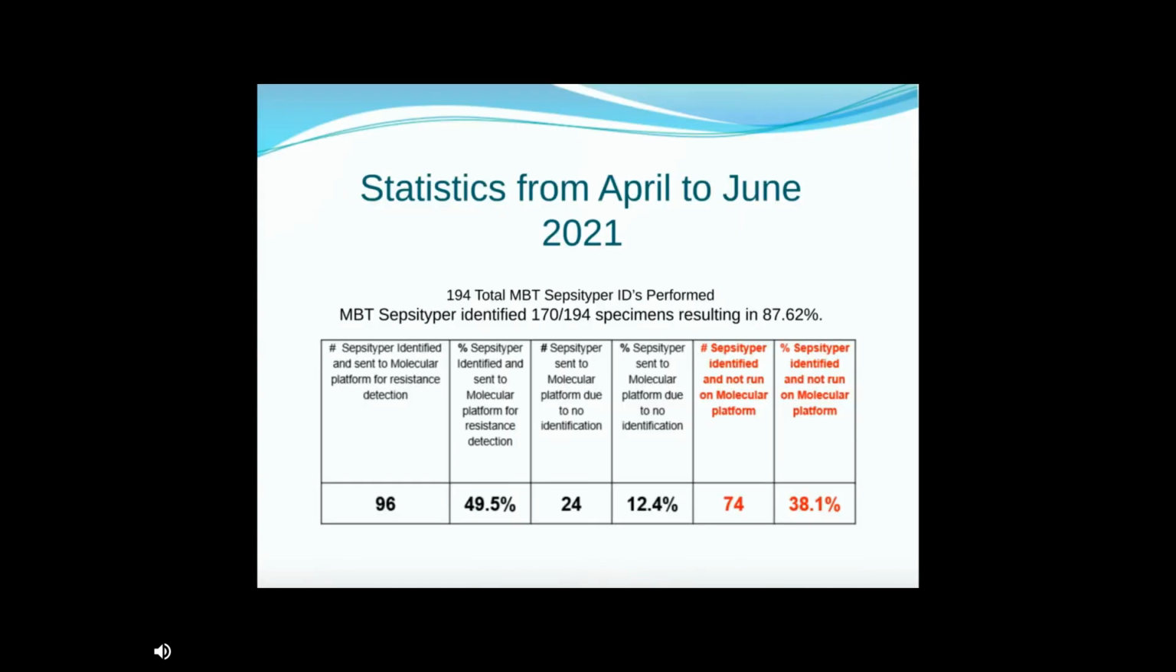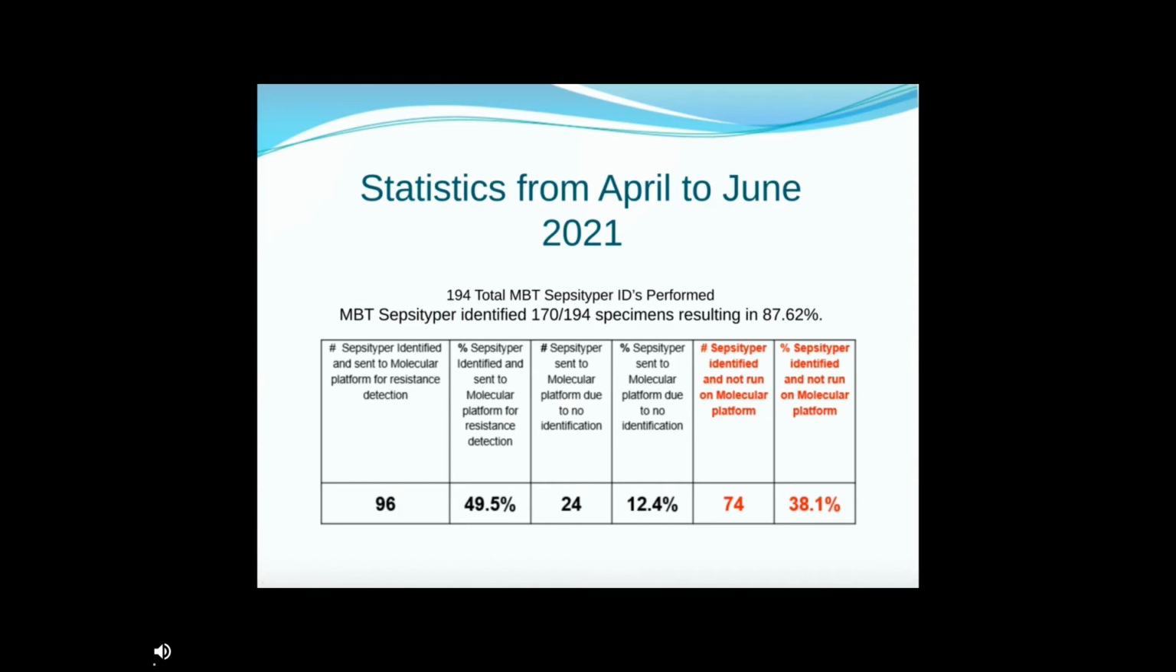So here are some statistics from April to June. We did 194 Sepsityper IDs. Of the 194, 170 of them were identified. So again, 87% identification, well above what Bruker states.